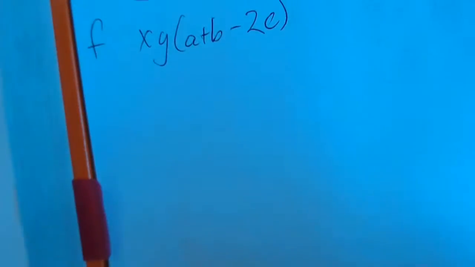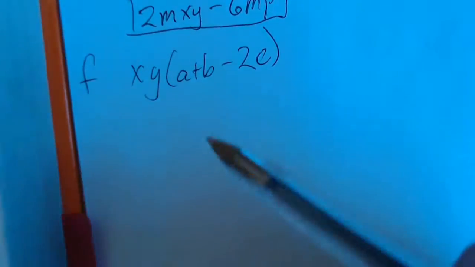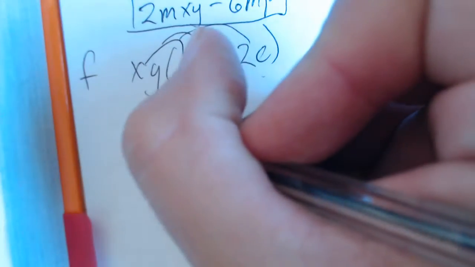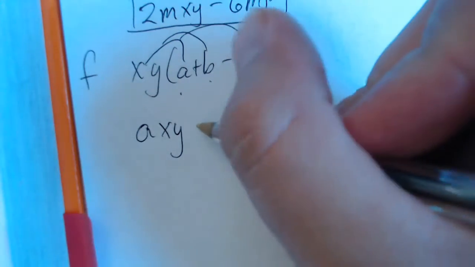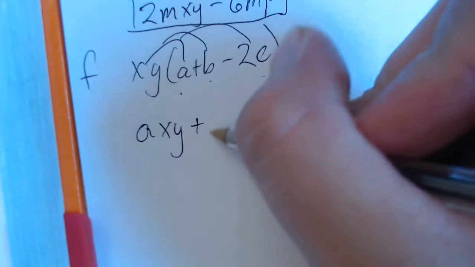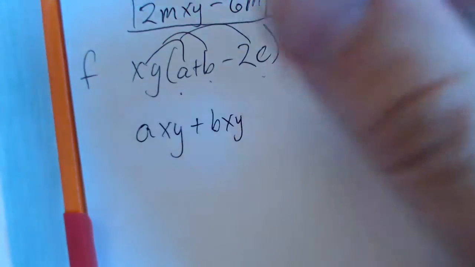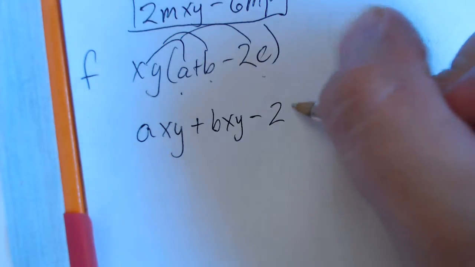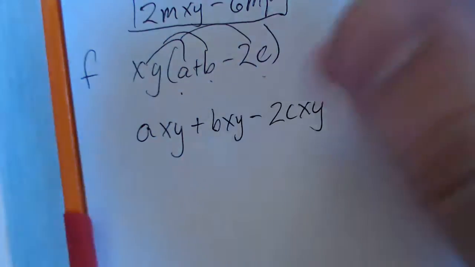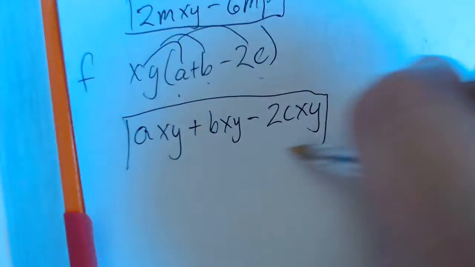And then F, we're going to do the same thing. We'll use the distributive property, and then here we see that on F we have 1, 2, 3 terms. So we multiply this by 1, 2, 3 terms. xy times a is going to give us axy. Put the plus sign. xy times b is going to give us positive bxy. Put the minus sign. xy times 2c gives us 2cxy. And that's our final answer.